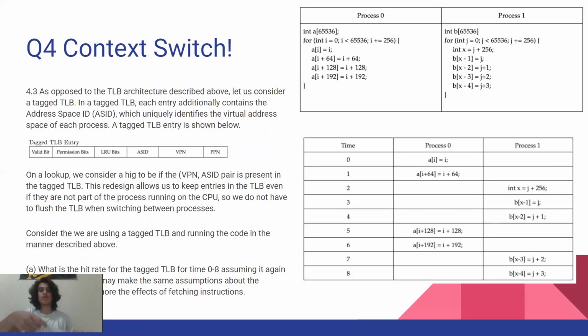Great. So now we're dealing with basically a different TLB architecture. Now we're using a tagged TLB. In a tagged TLB, each entry additionally contains an address space ID, which uniquely identifies the virtual address space. So basically we don't really need to flush, because it pseudo-remembers the process that we're in. It keeps entries in the TLB even if they're not part of the current process. So for this one, we don't have to forget our old TLB values when we switch processes.